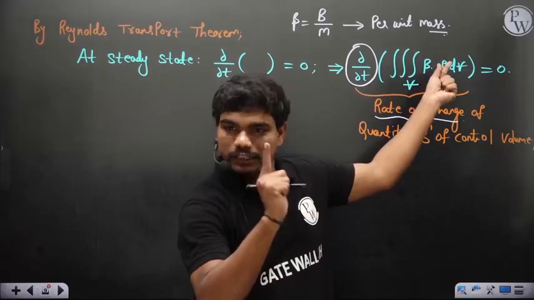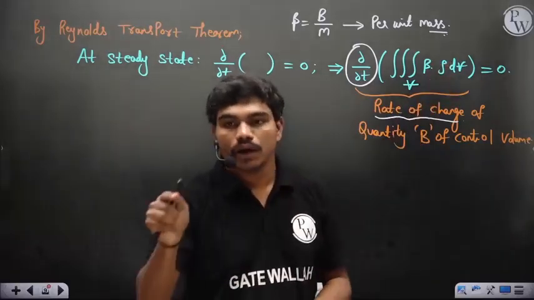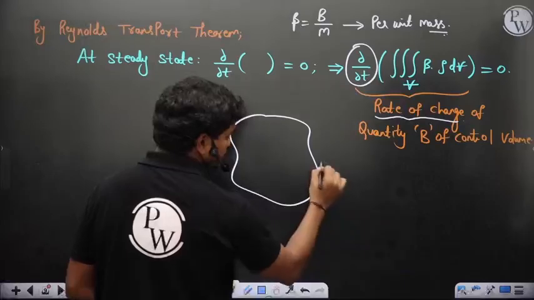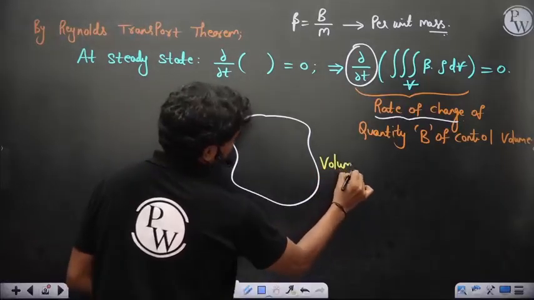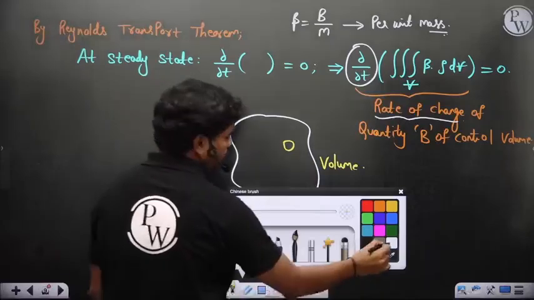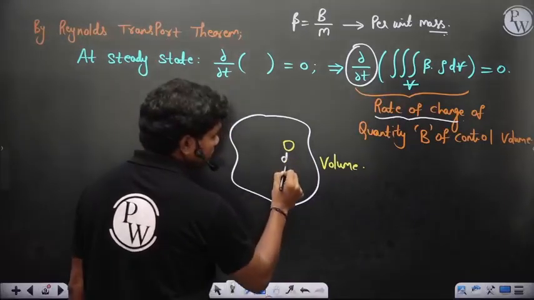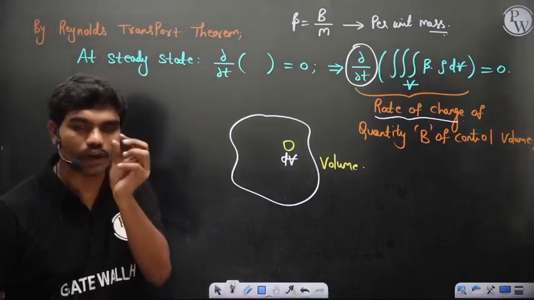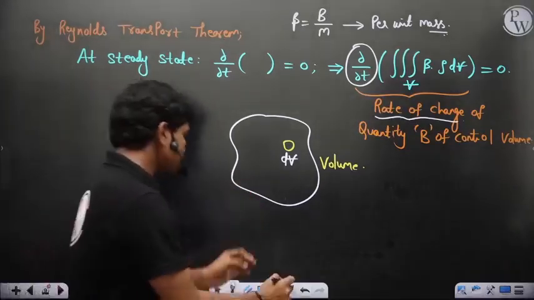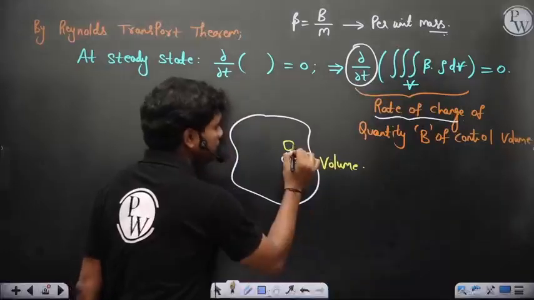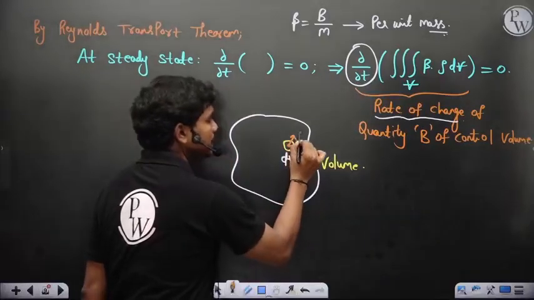Beta is per unit mass. Now, if I take a control volume, this is a volume, of course. In this, if I take a small volume here, this volume has dV. Of course, this space is of volume dV, a small elemental volume dV, almost tending to 0. Then in this space, the density of the mass which is present is rho.